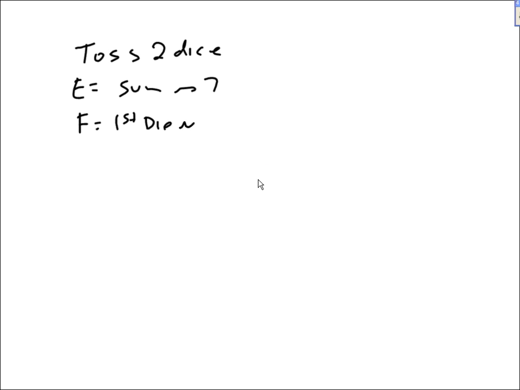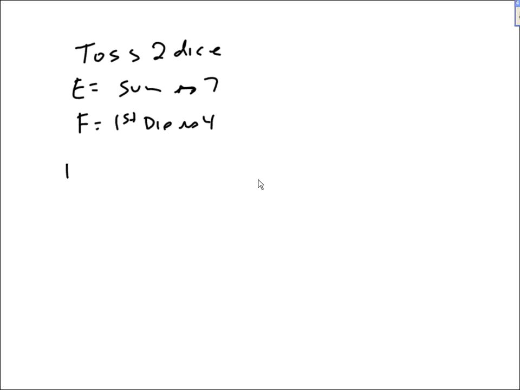Okay. Let's do another dice problem. Toss 2 dice. E represents the sum is 7. And F represents the first die is a 4. The first die is a 4. I want to know if these two events are independent or not.